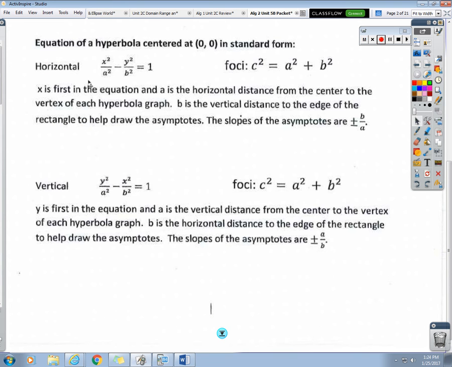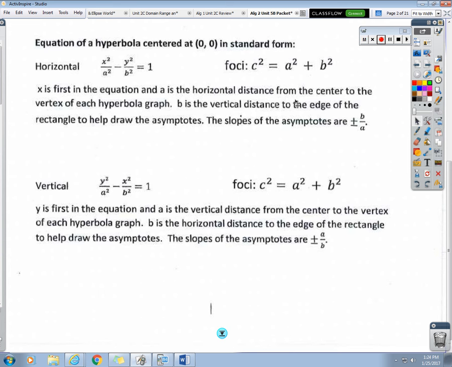In a horizontal hyperbola, the x is first in the equation, and the a is the horizontal distance from the center to the vertex of each hyperbola graph. B is the vertical distance to the edge of the rectangle to help draw the asymptotes. The slopes of the asymptotes are plus or minus b over a. I promise, I know it sounds like a lot to remember, but once you start working it, it's really not that bad if you just pay attention.